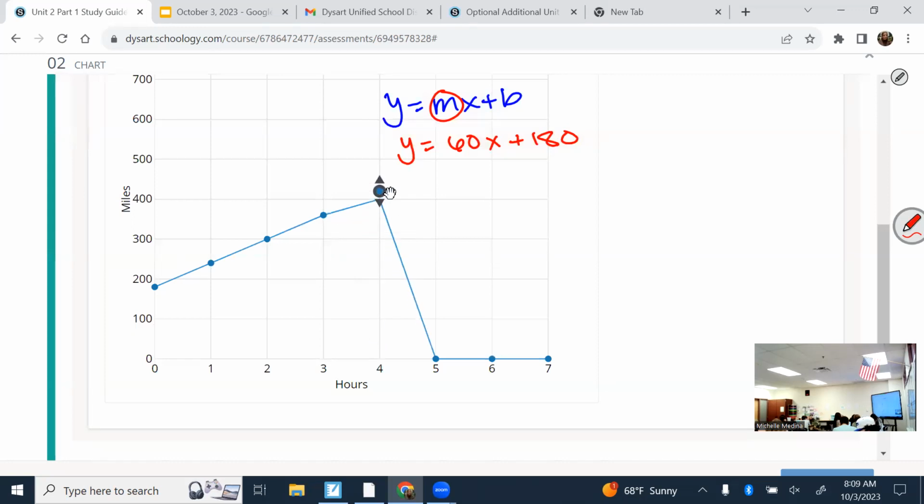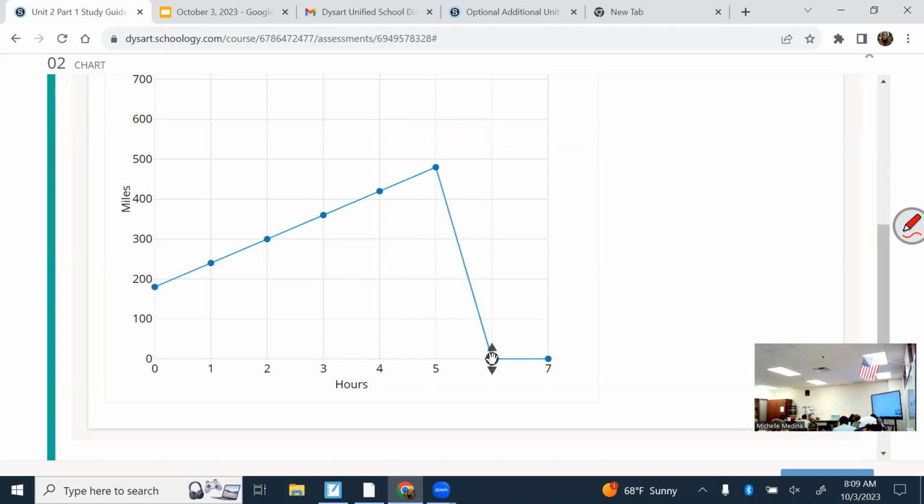So then 24, no, just 20. Good. And then another 60 would be what? We're at 420 here. So then 20, 40, 60, 80. Another 60 plus the 480. So then 20, 40. And one more time, another 60 would be what?